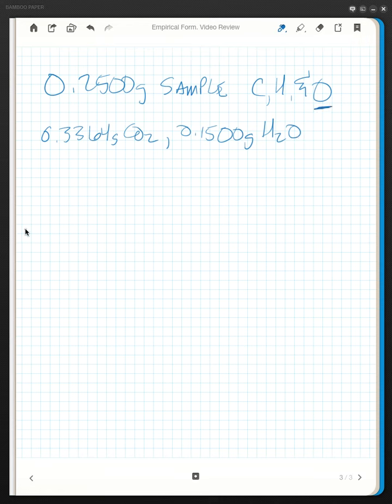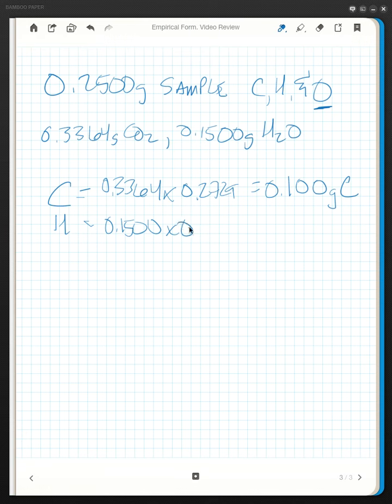So this is the point of the video which you stop, and then you come back and check. And so you stopped. All right, let's start working this out. So for the carbon, when you do this, you end up with 0.3364 times 0.2729 equals 0.100 grams of carbon, and the hydrogen is equal to 0.1500 times 0.1121, and that's going to give you 0.01678 grams of hydrogen.